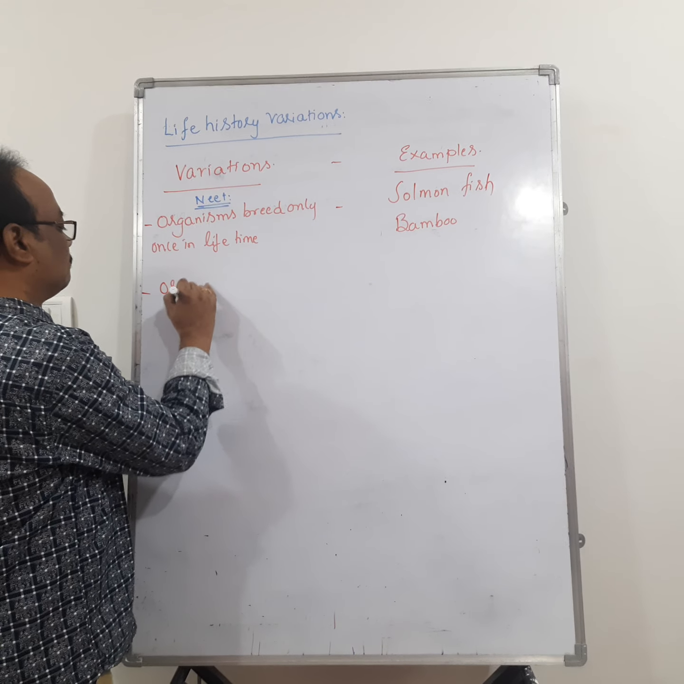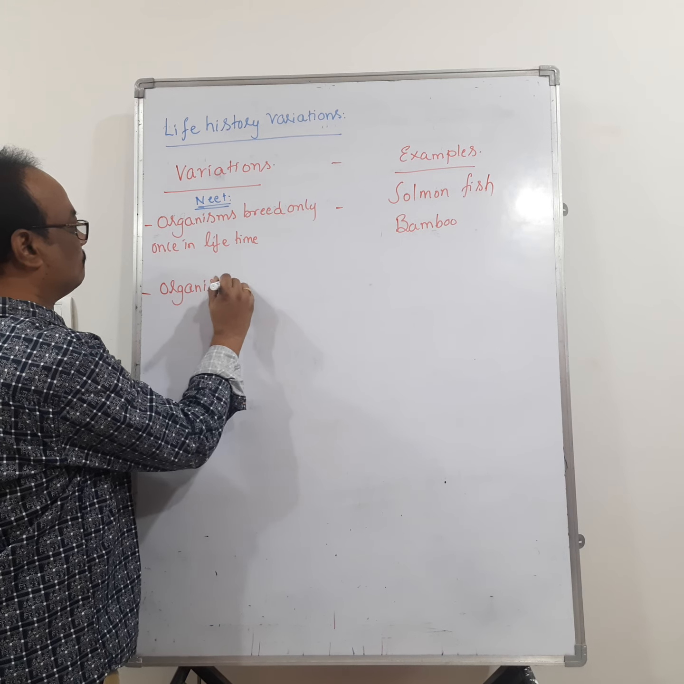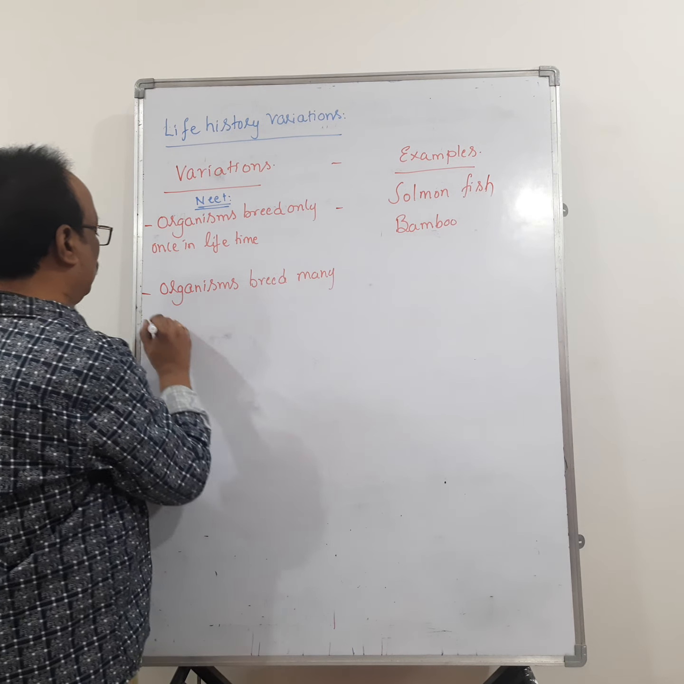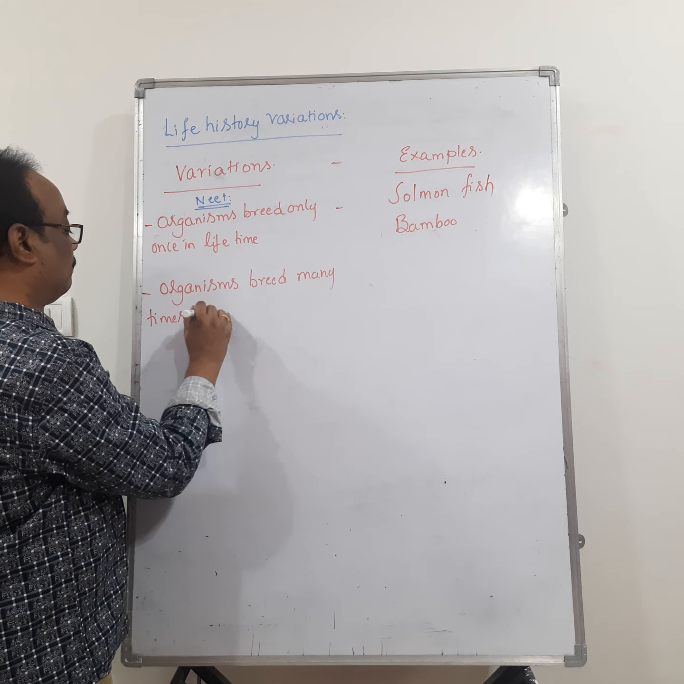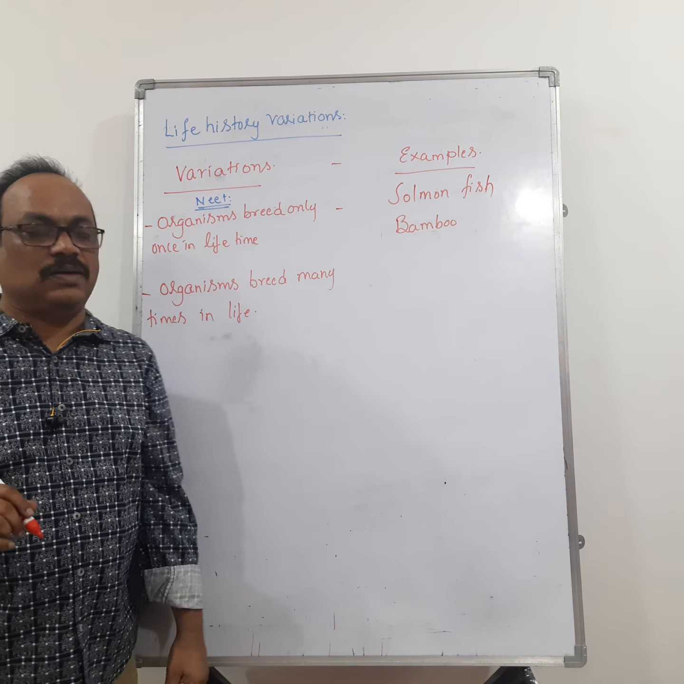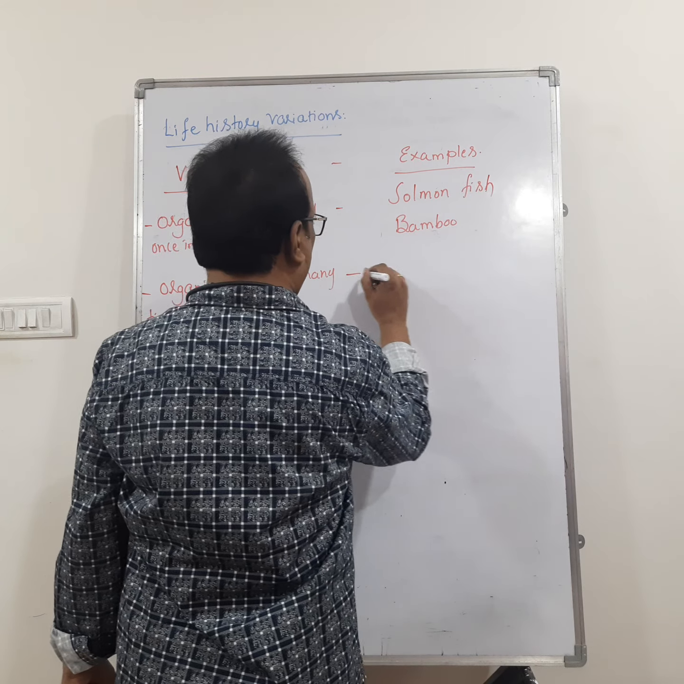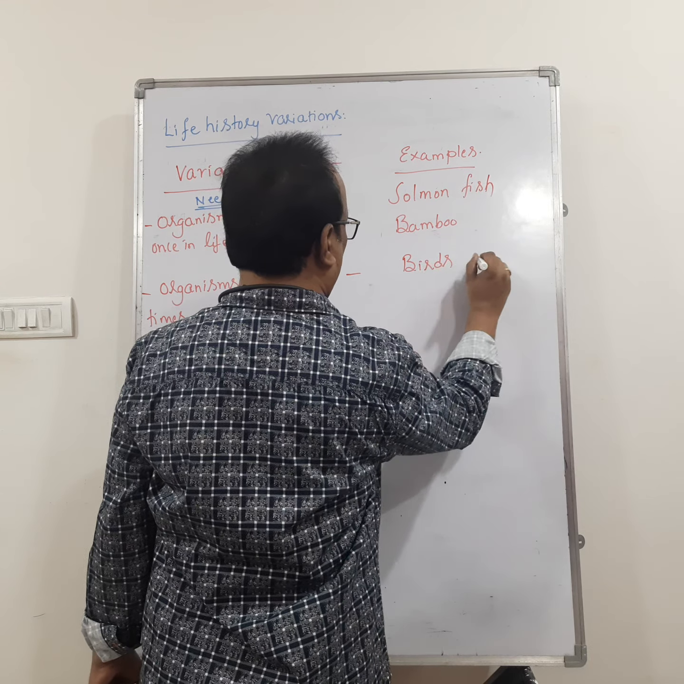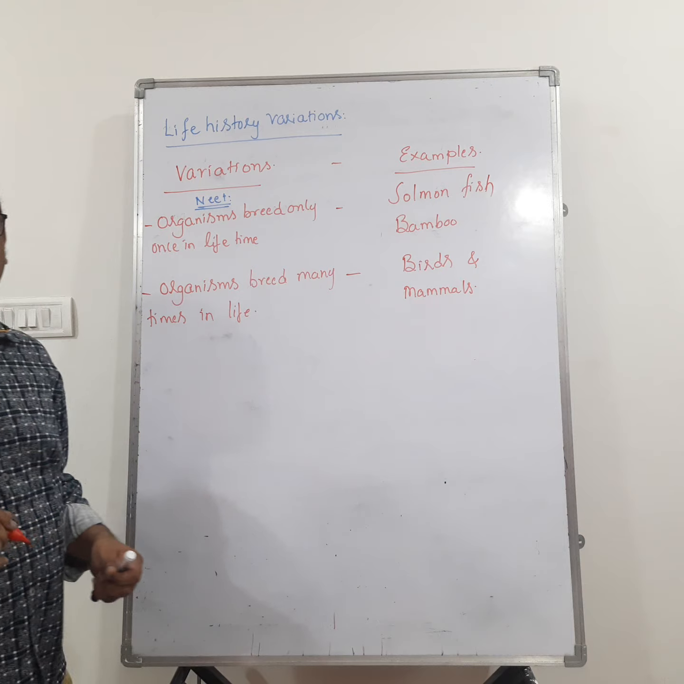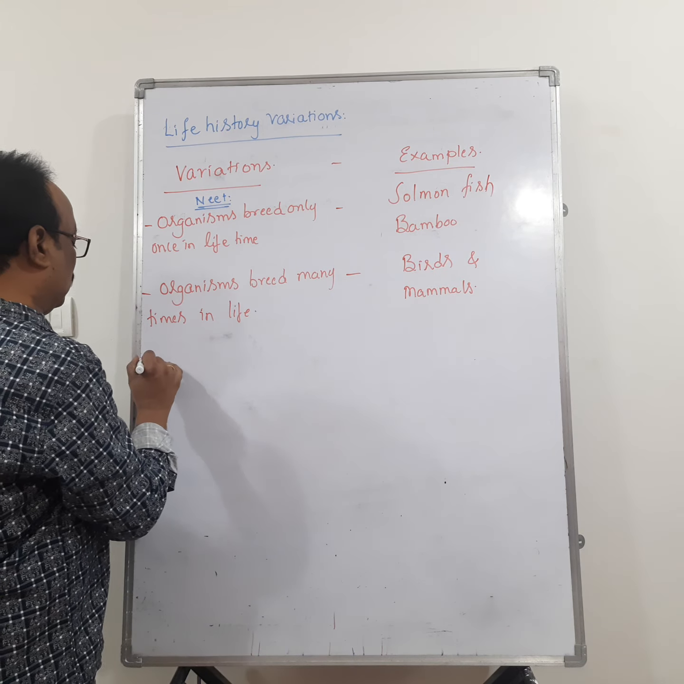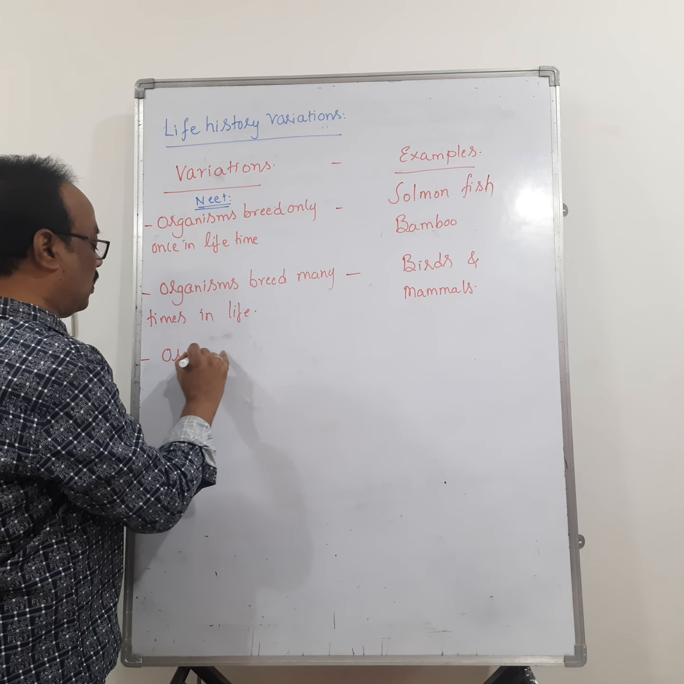So the next one, organisms that breed many times in lifetime. Organisms which can breed many times in life. So what are they? They are the birds and mammals. The organisms that can breed many times in their lifetime are birds and mammals.